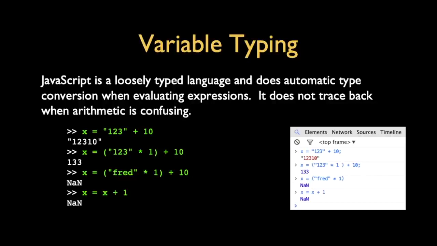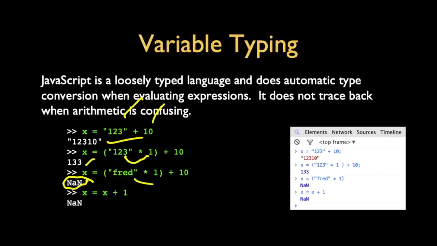In this particular case, where we take the string 1, 2, 3 and add 10 to it, it sees that as a concatenation and gives us back a string. But if we say the string 1, 2, 3 times 1, then it converts that to an integer times 1, and that's 123. It becomes a number. But what happens if we take something that's not even a number? Multiply it by 1. That is not a number. And then we add 10 to it, and it's still not a number. And that's why you see NaN on all these web pages, like percent complete: NaN.